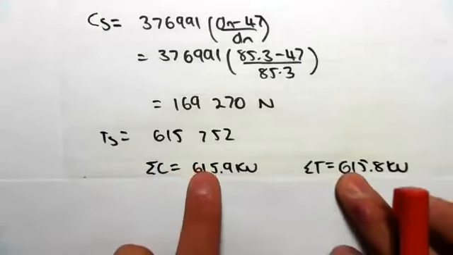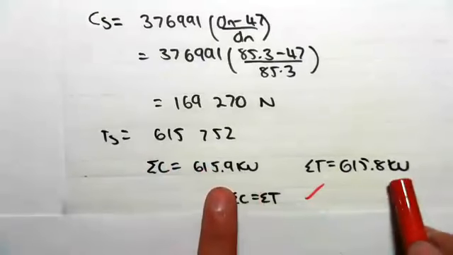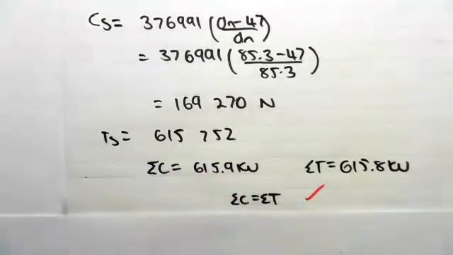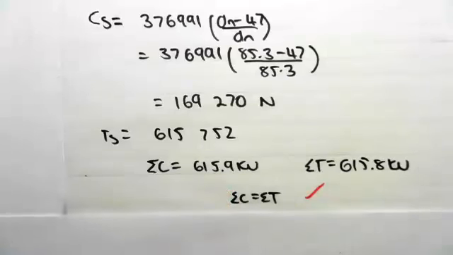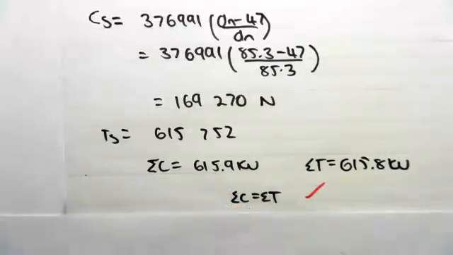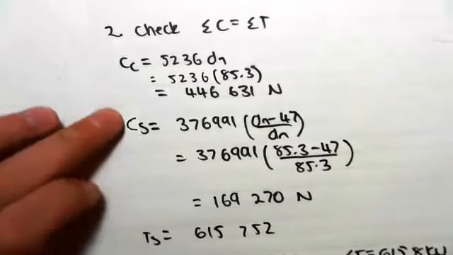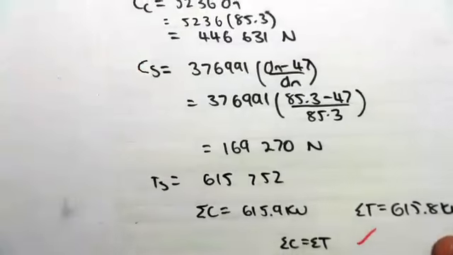Okay, so you can see that they're pretty much the same. There might be a small error just because of rounding errors throughout the calculation, but they're pretty much exactly the same. So we can confirm that the compression in the concrete and steel is equal to the tension in the steel. So those two equal that one, which is good.